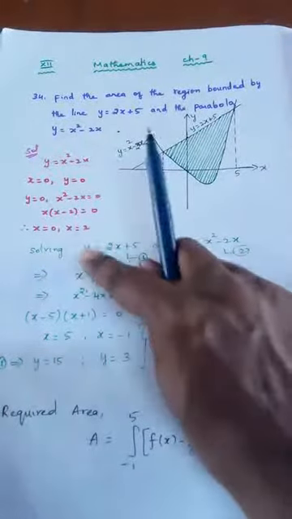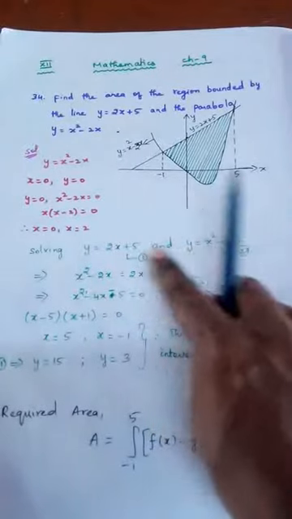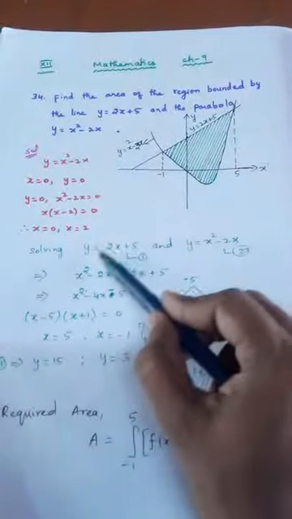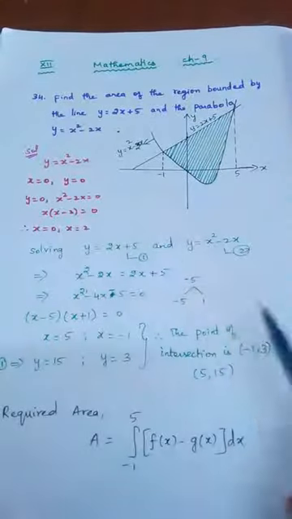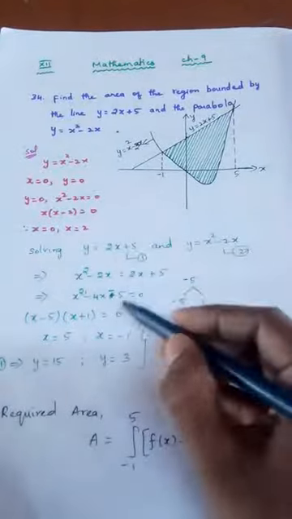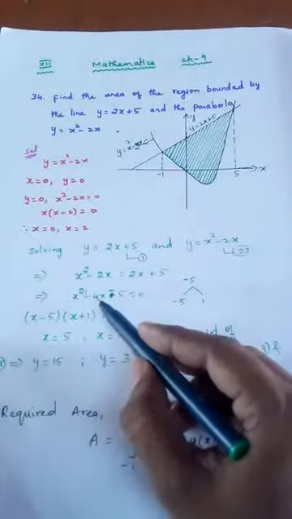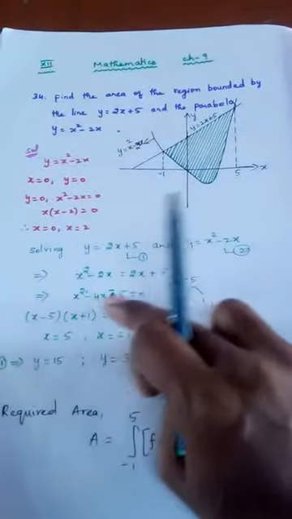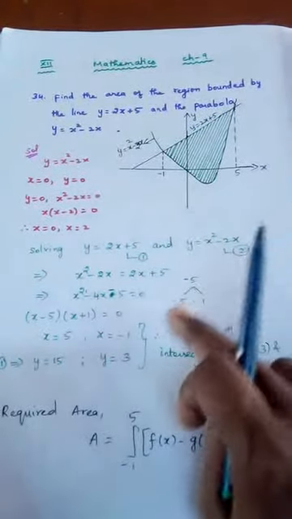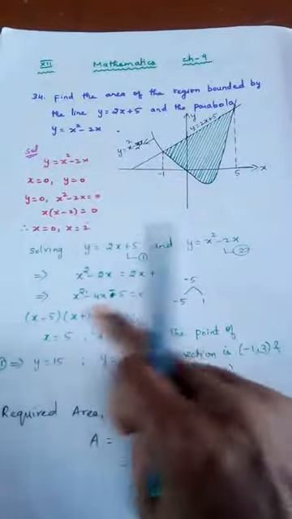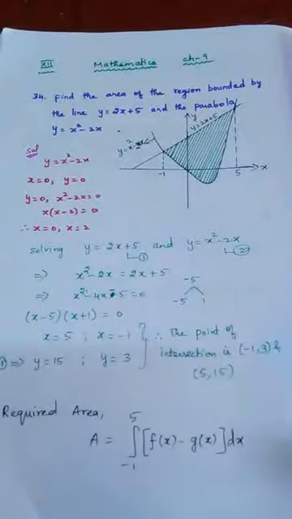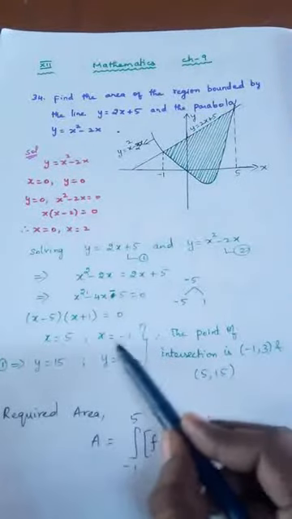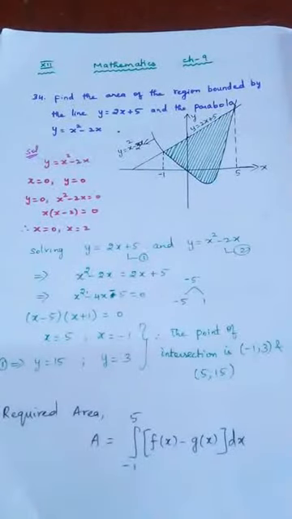How to solve? Both are y only, right? So I can equate these 2. x square minus 2x and 2x plus 5 are equal. Bringing this 2x to the other side becomes minus 2x. So x square minus 4x minus 5 equal to 0. This is a quadratic equation, so we can factorize it as x minus 5 into x plus 1 is equal to 0. So we got 2 values for x: one is 5, the other one is minus 1. Hope you have understood so far.